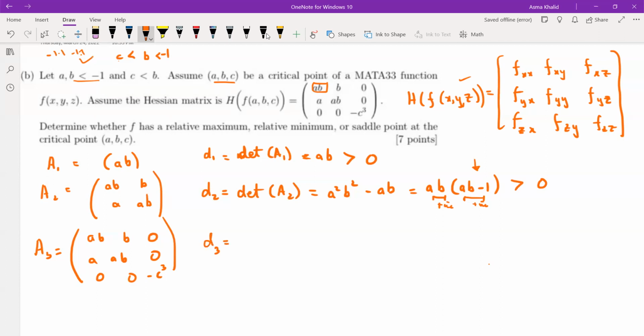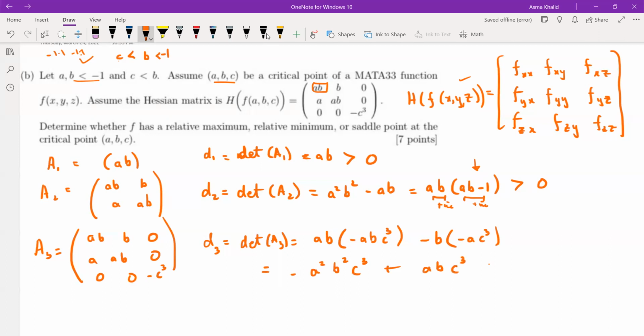Now let's talk about the determinant of A3, which is D3. And that comes out to be AB times (AB times minus C cubed, which is minus ABC cubed, and then minus 0). So that's it. And then minus B times (A times minus C cubed), so you say minus AC cubed minus 0, and then you have plus 0 times 0 minus 0, so we don't write that. And this gives you, if I open this up a little bit, minus A squared B squared C cubed, and then plus from here, ABC cubed.